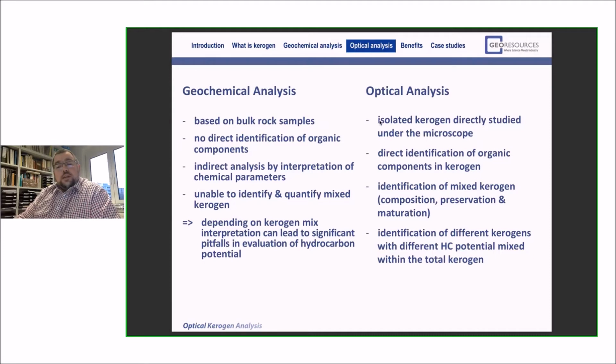Optical analysis can help us because we isolate the kerogen and then we directly study the actual kerogen under the microscope. So we see directly the kerogen and we can see what it is made of. We can directly identify the organic components in the kerogen. We can identify if we have mixed kerogen, and more than 95% of the kerogens are mixed kerogens, and what sort of mix we have in composition, in preservational features of the different parts of the organic matter, and also in maturation. Our kerogen in one rock sample does not necessarily have one level of maturation. In most samples, we have several levels of maturation. And all this has to be understood to make a very precise evaluation of the hydrocarbon potential from this sample. In the end, you can identify from this different kerogen types with different hydrocarbon potential mixed within the total kerogen of one sample.